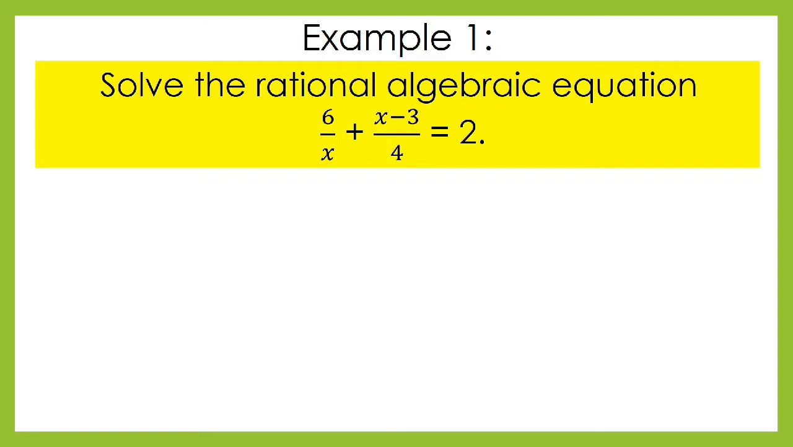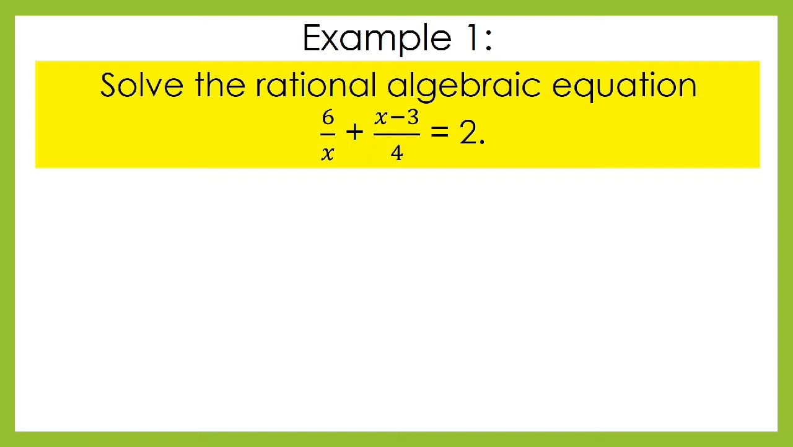Pag sinabing rational algebraic equation, ito ay mathematical sentence na mayroong rational algebraic expression. Alin dyan yung mga rational algebraic expressions natin? Si 6 over x at saka si x minus 3 all over 4. Yun ay quotient ng algebraic expressions or ratio ng dalawang polynomials. Okay, dapat ang denominator ay hindi equal sa 0. Remember, division by 0 is not defined. Paano ba natin masosolve ang rational algebraic equation?